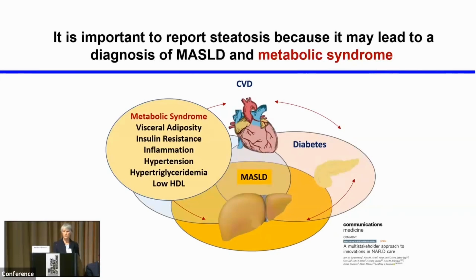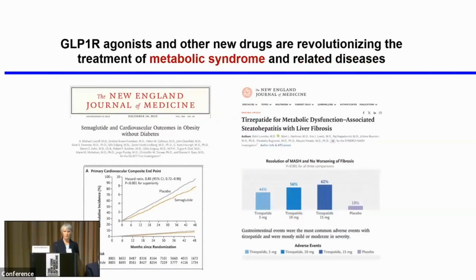Because it could lead to a diagnosis of MASLD or alcohol-related liver disease, and also because it could be an indication of metabolic syndrome. And now that we have GLP-1 receptor agonists and tirzepatide, which includes a GIP agonist, we really have drugs now that can target metabolic dysfunction in a way that's bringing meaningful benefit to patients.